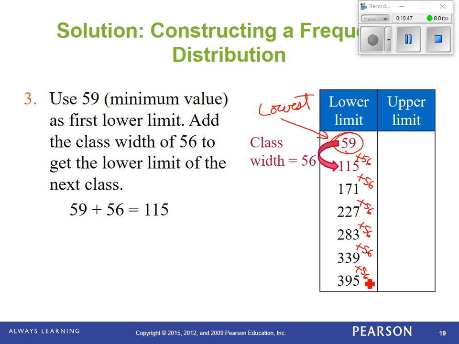Then we're gonna find the upper limits, and the way we find the upper limits is just by looking at this lower limit right here. If that's 115, then that means this one goes to 114. If this is 171, that one's gotta be 170. And we go all the way down till we get to the last one down here, you'll have to add 56 to it, because there's nothing to look at to see what you're supposed to go up to.